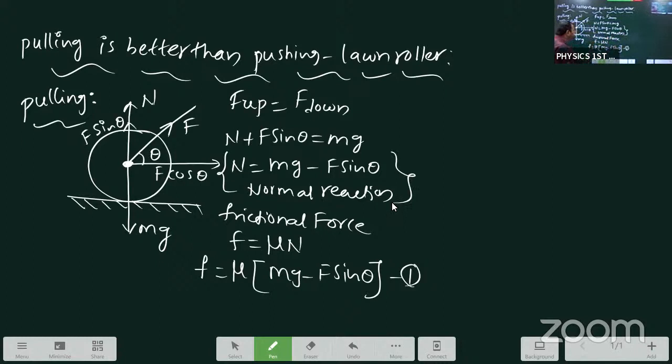Now what is the frictional force? f equals mu into N, mu into (mg minus F sin theta). Equation number 1. This is the frictional force in the case of pulling. Next, students, pushing. See.